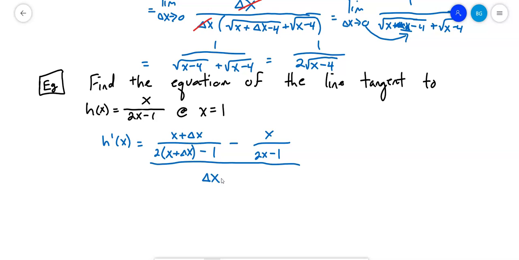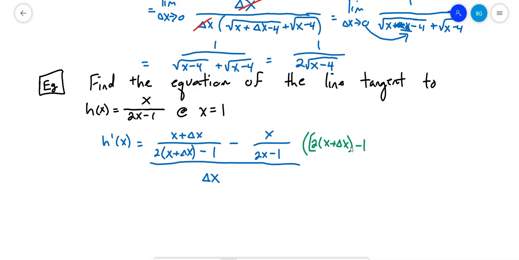Now, you might remember from a couple videos previous, might have been several videos previous at this point, that there is a way to handle these complex fractions, and the way that you do it is you usually just multiply through by the LCM of the denominators of the smaller fractions that make up the complex fraction. So let's multiply the top and the bottom by the LCM of these, which I believe is just going to be 2 times (x plus delta x) minus 1.